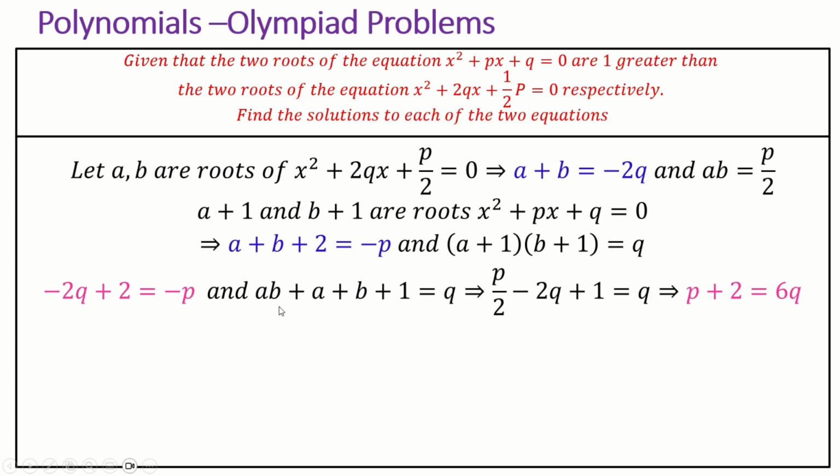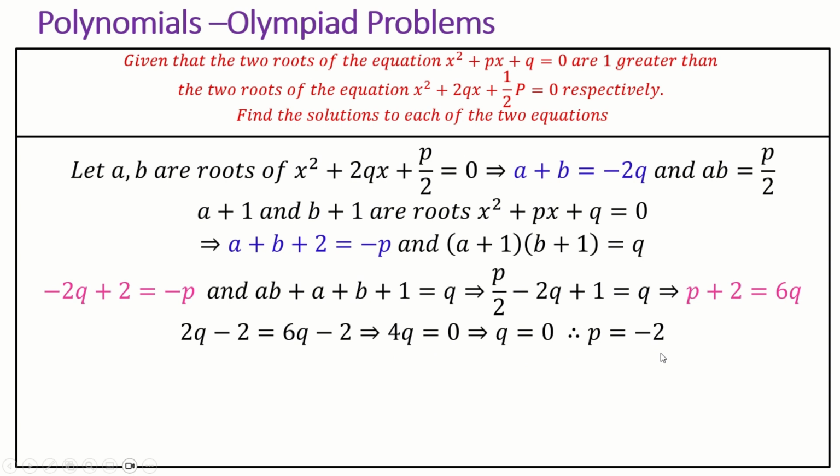And if you expand this, ab plus a plus b plus 1 equal to q, which implies ab is p by 2 and a plus b is minus 2q, so plus 1 equal to q, which implies p plus 2 equal to 6q. Now from these two equations, that is 2q minus 2 equal to 6q minus 2, p value I am equating. This implies 4q equal to 0 and q equal to 0. So p equal to minus 2.